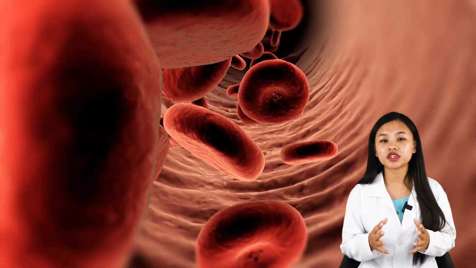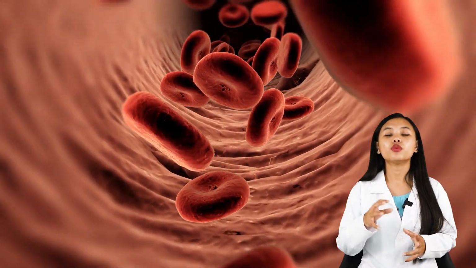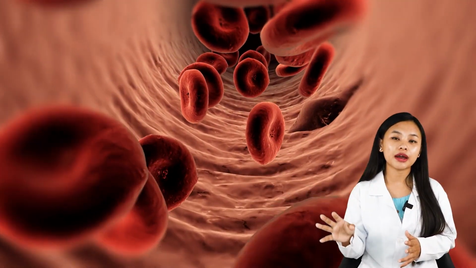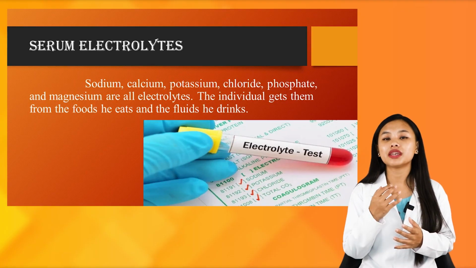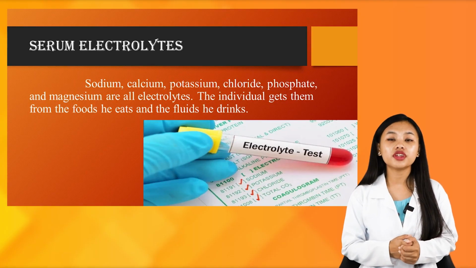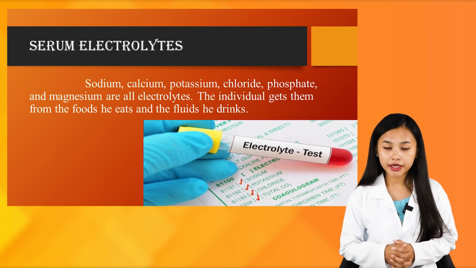So after conducting the CBC count, in men, if we find that the hemoglobin level is lesser than 13 grams per deciliter, then we can diagnose them as anemic, whereas in females, if their hemoglobin level is lesser than 12 grams per deciliter, then we can diagnose that female as anemic. So that is about the complete blood count test. Moving on to the next, which is the serum electrolyte.